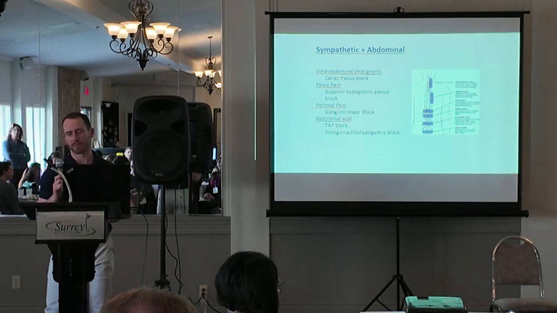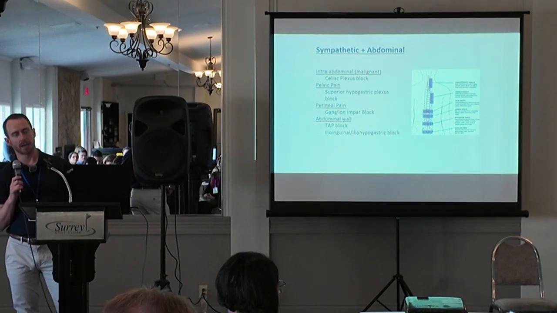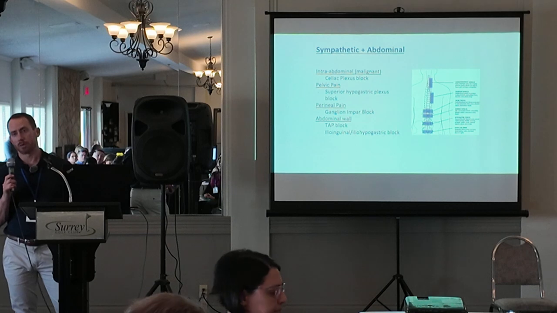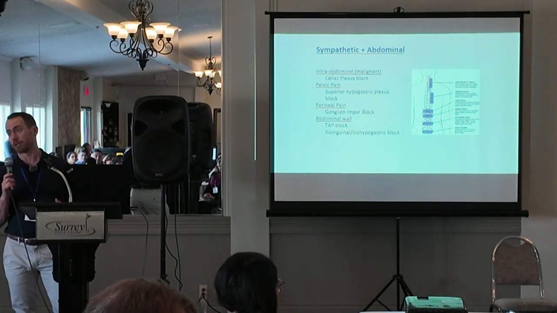Switching gears away from sympathetics, we look at abdominal wall blocks. If patients have post-inguinal hernia surgery repair pain, it's often from entrapment of one of the nerves there, the iliohypogastric or ilioinguinal nerve, and we'll do a sort of field block in that area to try to reduce the pain there.